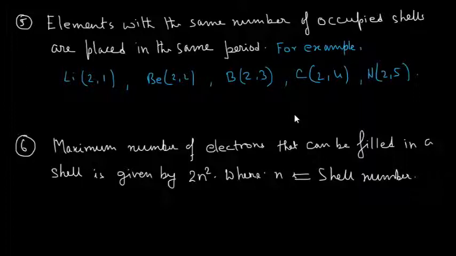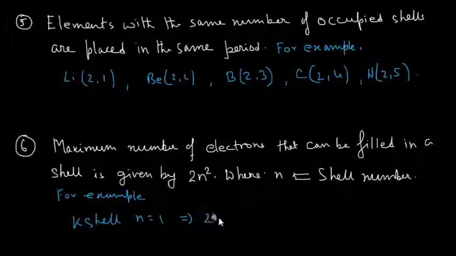Sixth, the maximum number of electrons that can be filled in a shell is given by 2n squared, where n is the shell number. We can explain this with an example. For the K shell, n is equal to 1. Putting this into the formula 2n squared, that is 2 times 1 squared, that is 2. So the first period has 2 elements.